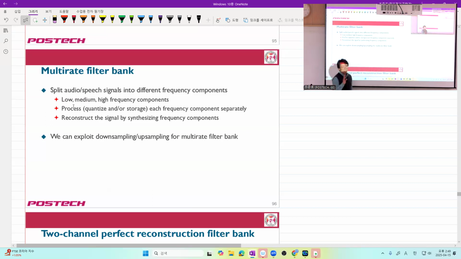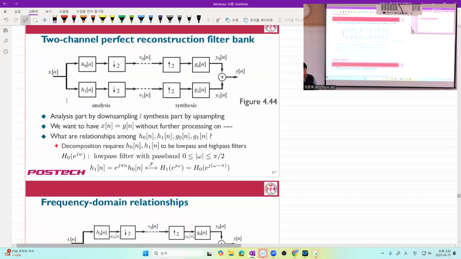So remember, this book's focus is rather old. However, it's still very, very important. Got it? Anyway, what you are going to do in your programming using MATLAB or some Python, you will do the same thing. Got it?